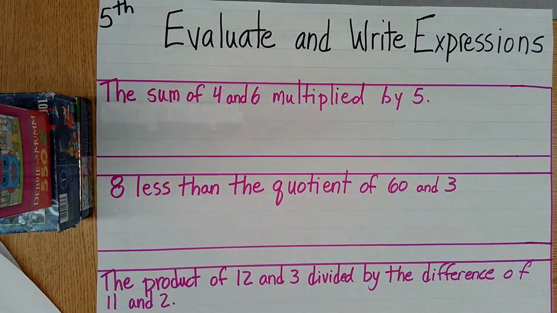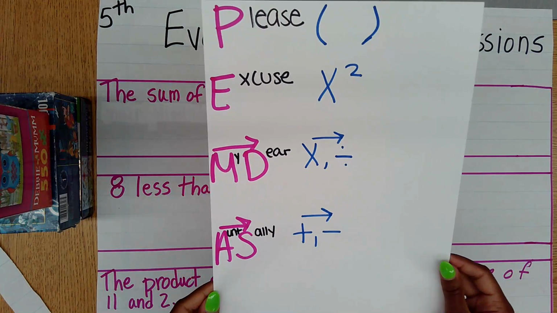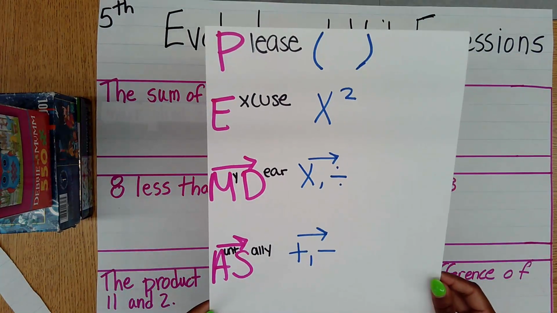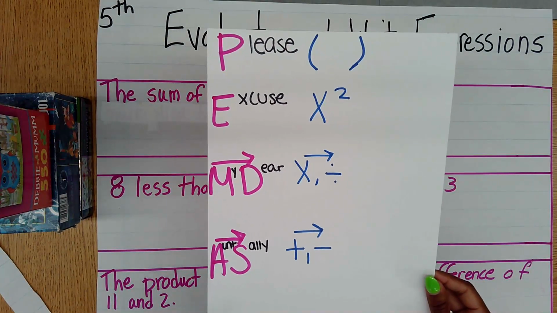Another skill fifth graders work on is evaluating and writing expressions. Evaluate is a fancy word for solve. When you have an expression, it's like an equation except there's no equal sign. So students learn the order of operations. We use an acronym to remember our steps. So it's please excuse my dear Aunt Sally.